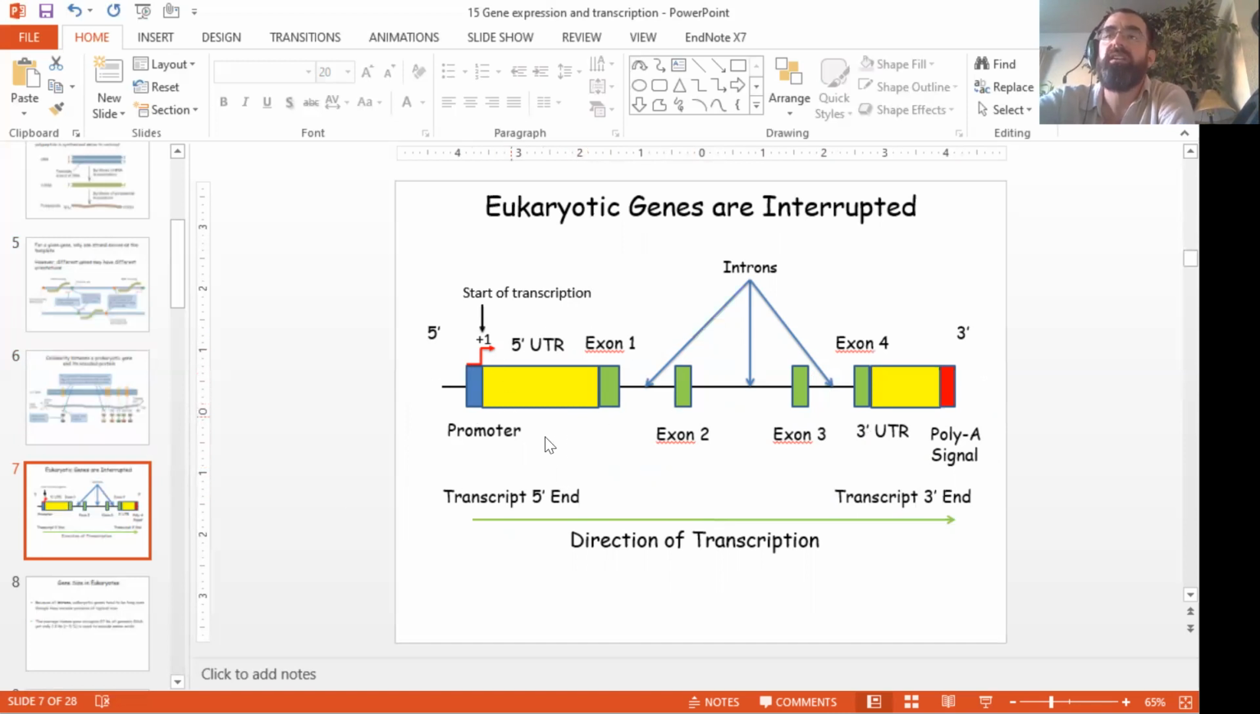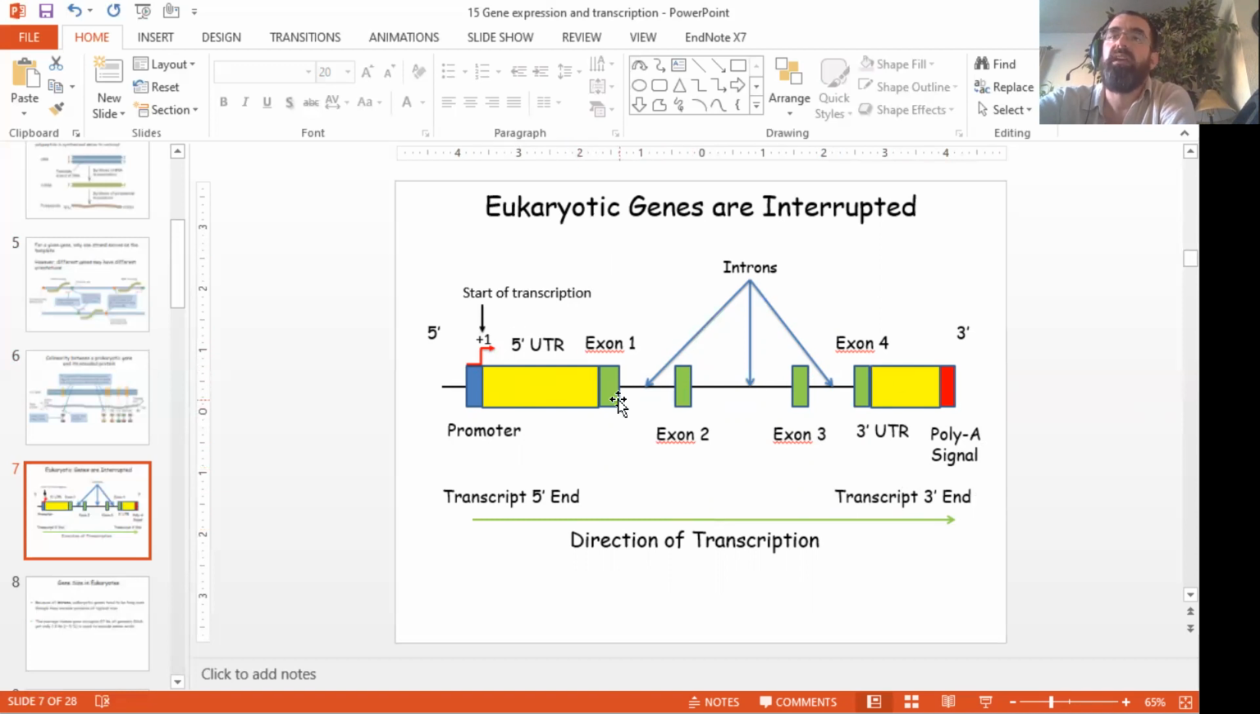We have an untranslated region at the 5' end called the 5' UTR, and an untranslated region at the 3' end called the 3' UTR, plus a poly A signal. So there's a lot more complexity in eukaryotic genes. Obviously, these blocks don't actually exist. This is purely a visual representation of the different functions of those bits. It's still just a series of bases.